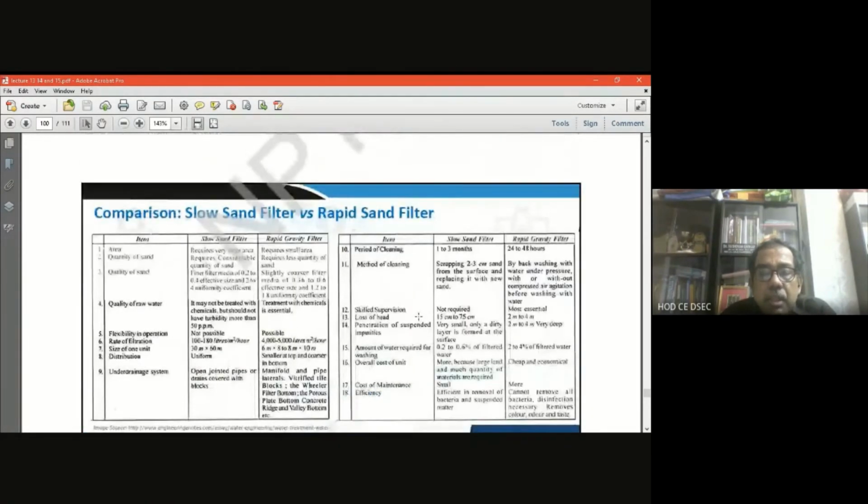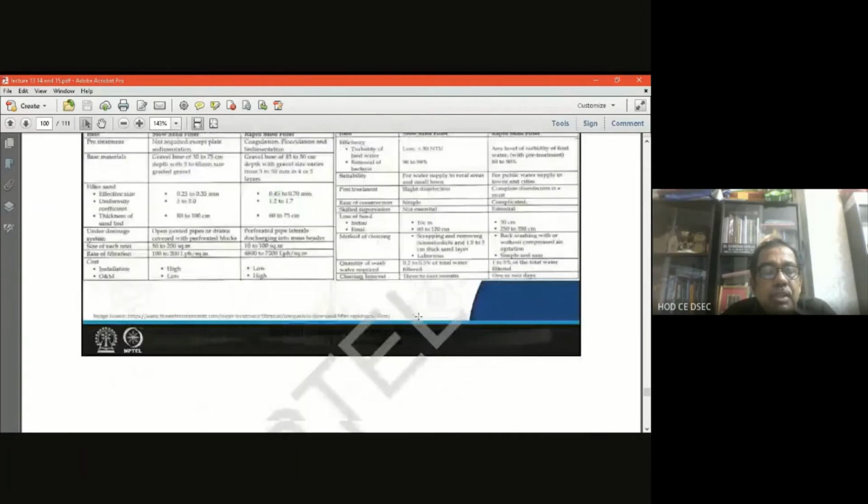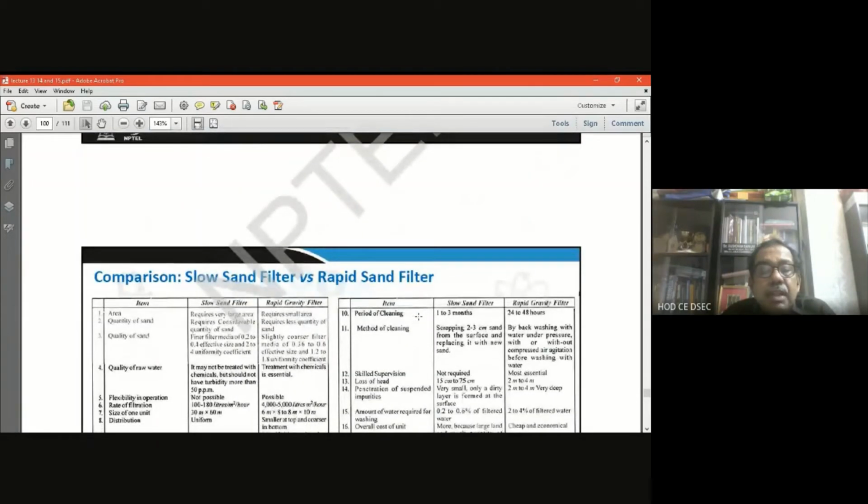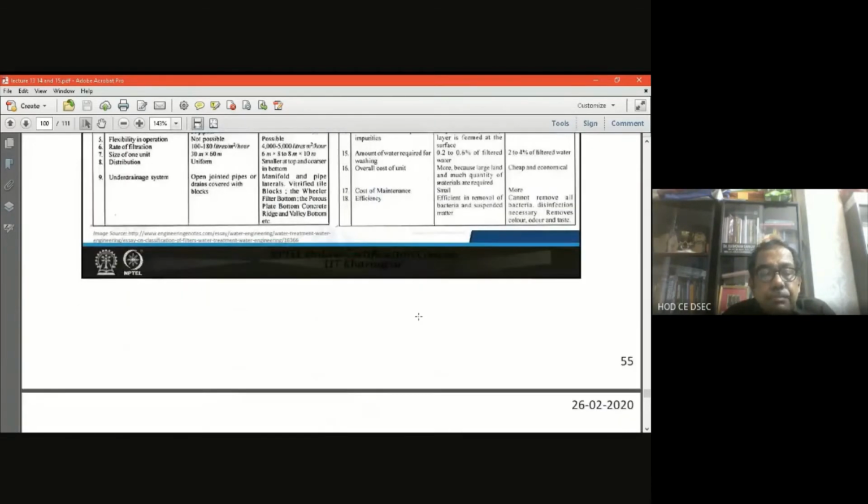So at a glance, we have seen what is the difference between the slow sand filter and rapid sand filter. Fine.